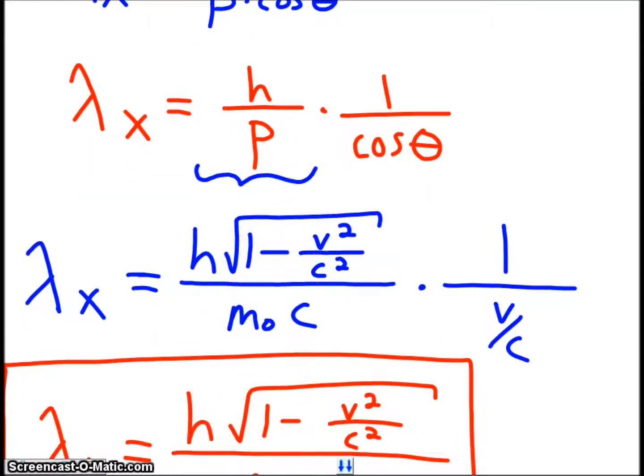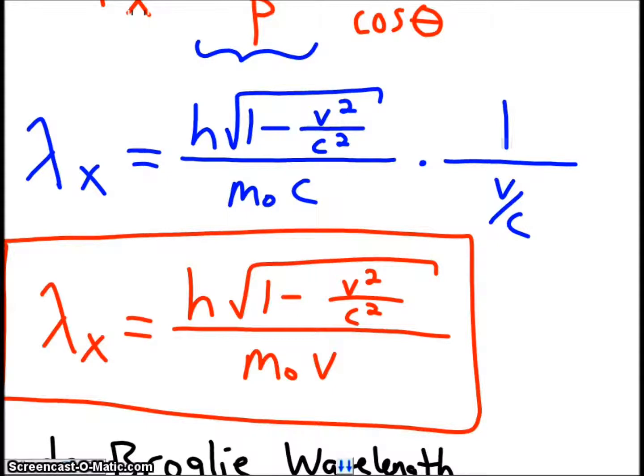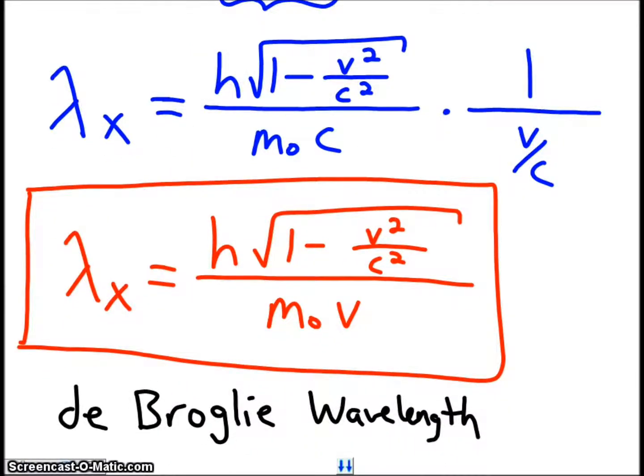And when we multiply those denominators together, we get that the spatial component of the wavelength is h times the square root of 1 minus v squared over c squared divided by the rest mass times v. This is the de Broglie wavelength.